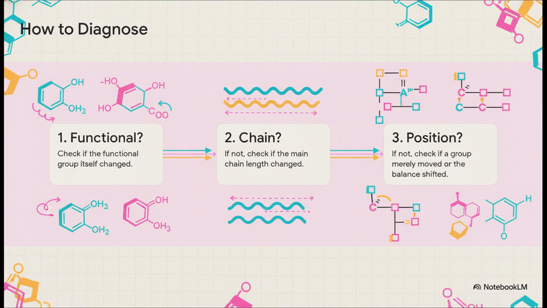And here's exactly how you use the kit. It's a simple step-by-step process. First things first, always check if the functional group itself has changed. If it has, boom, you found functional isomers. If not, okay, move on. Check the length of the main carbon chain. If that's different, you've got chain isomers. And if the chain is still the same, then you're looking at a more subtle shift. Either a group has just moved its position, or the carbon chains have been redistributed around a central atom. It's really just a simple process of elimination.